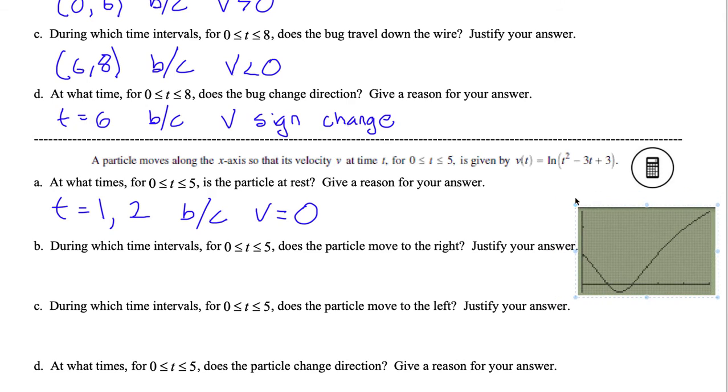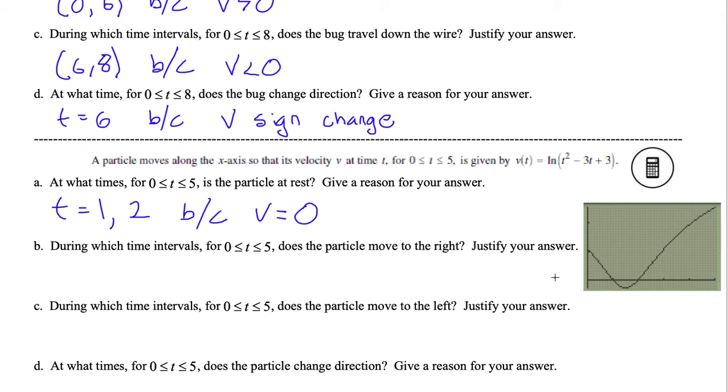Make that a little bit smaller. So we know that on this graph, it's moving to the right from here, everywhere that's above. So it's moving right when t is between 0 and 1. We know that this intersection was 1 and this was 2. And anything from 2 to 5, obviously it ends at 5. So union that with 2 to 5. It's moving to the right.